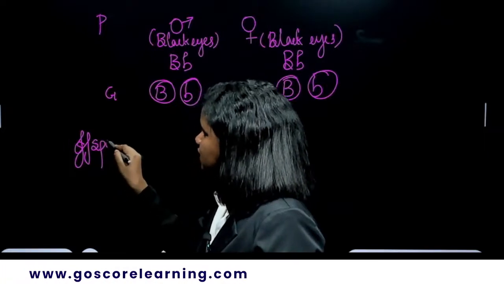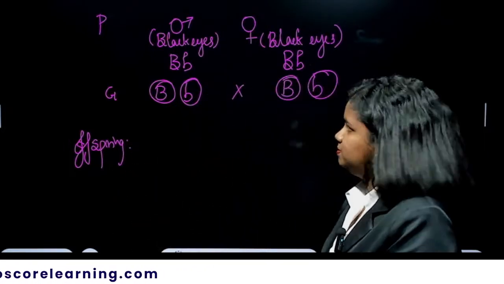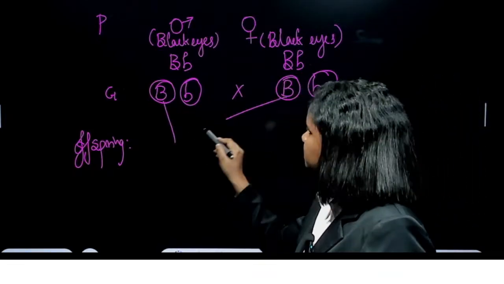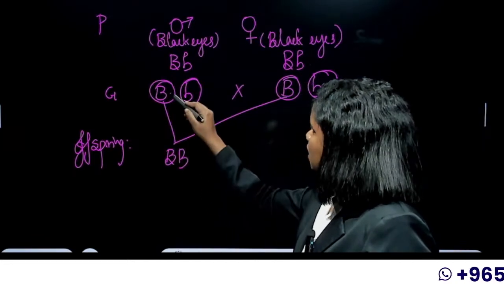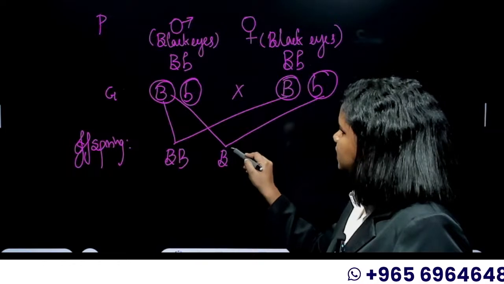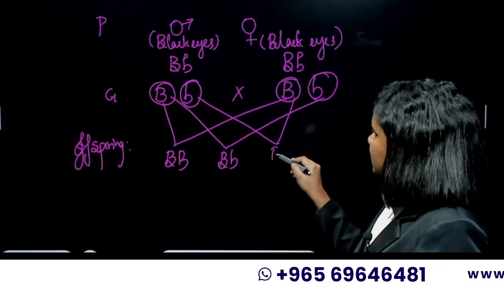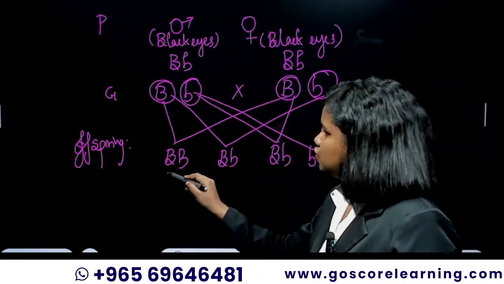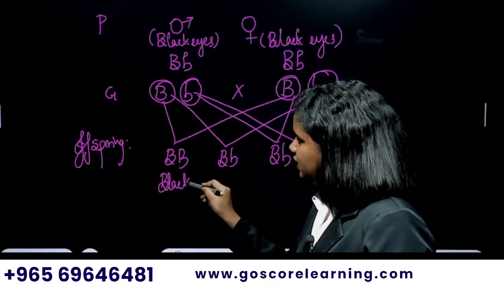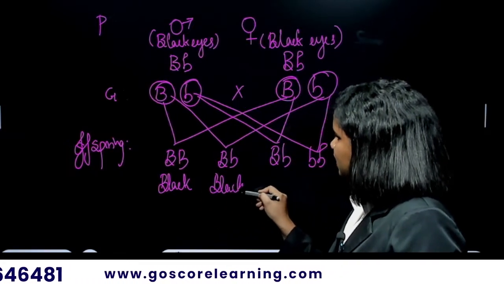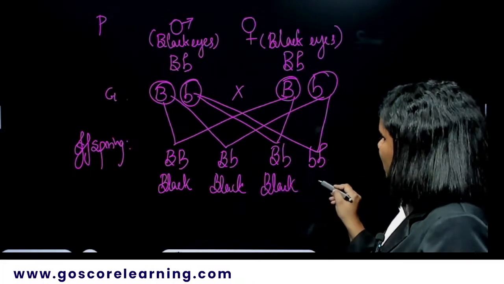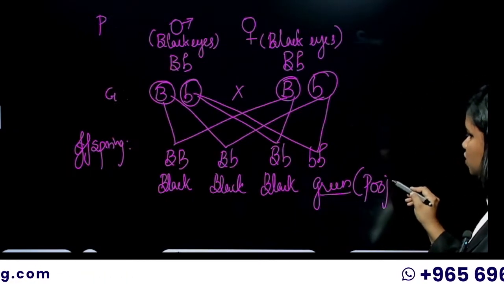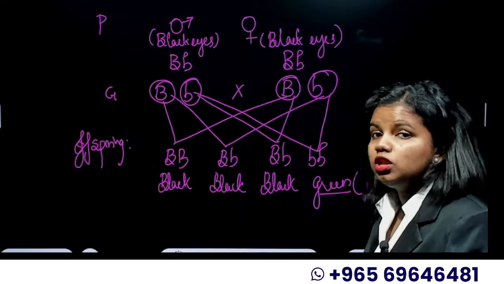The offspring can be of which all types? I think it's evident here, right? The offspring can be capital B capital B, capital B small b, capital B small b, small b small b. So this would be a black-eyed baby, this would be a black-eyed baby, this would be a black-eyed baby, and this would be a green-eyed baby, which is Pooja. So Pooja got this green eye color by this small b combination.